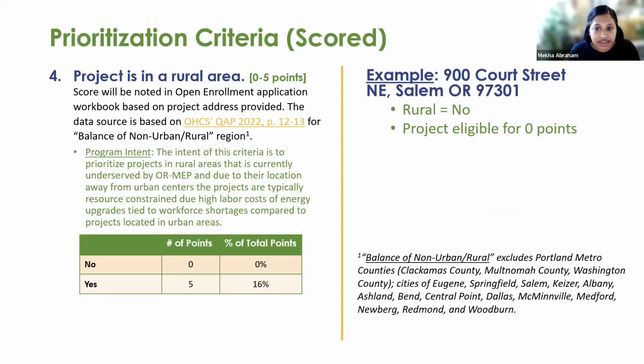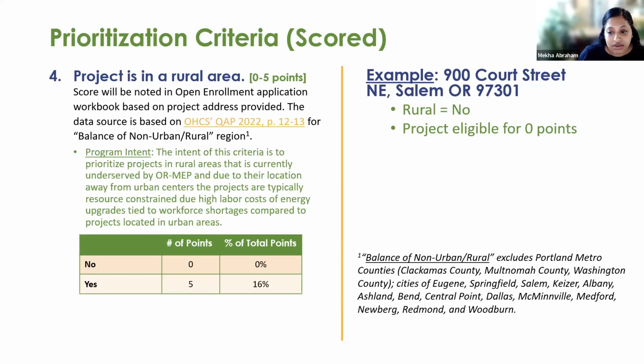Criteria number 4 is if a project is in a rural area. The score will be noted in the application based on the project address provided, and this data is based on OHCS's definition of rural from the 2022 Qualified Allocation Plan. The intent of this criteria is to prioritize projects in rural areas that are currently underserved by OR-MEP.